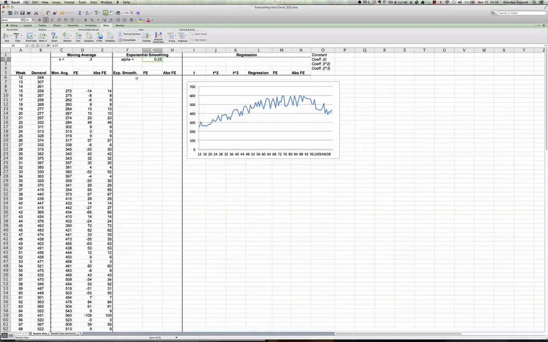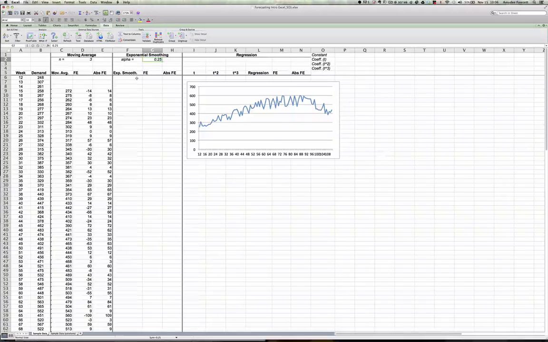Rather, I calculate my forecast as the weight alpha times the actual demand observation in the prior period plus 1 minus alpha times the forecast for that prior period. And that forecast in turn, of course, will then again be equal to alpha times the demand observation in the period before that, plus 1 minus alpha times the forecast for that period.